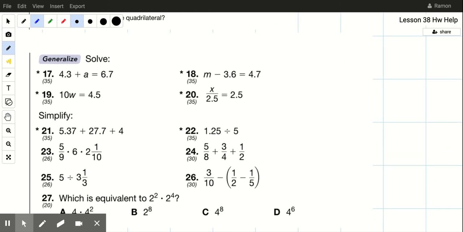Solve. So now we get into some solving for variables. So a plus 4.3 is 6.7. I moved the a and the 4.3 around using the commutative property where I can change the order. Since we're adding, you want to do the opposite of addition, which is subtraction. Make sure you line up your decimals.